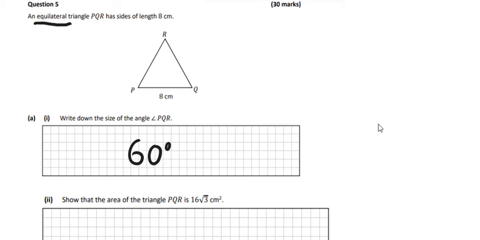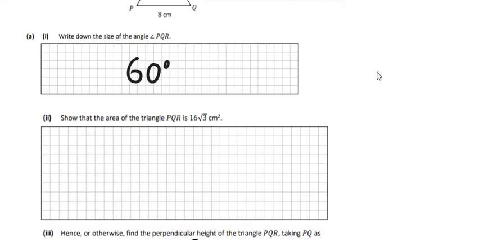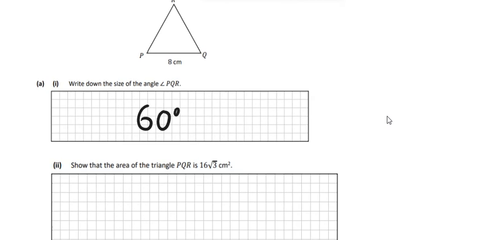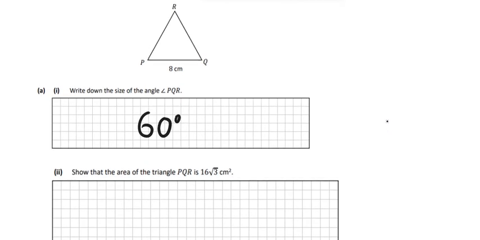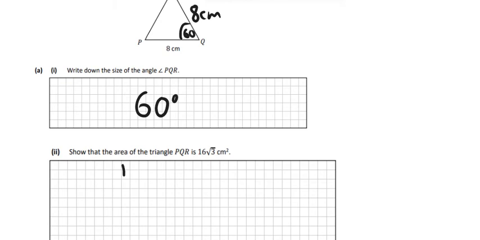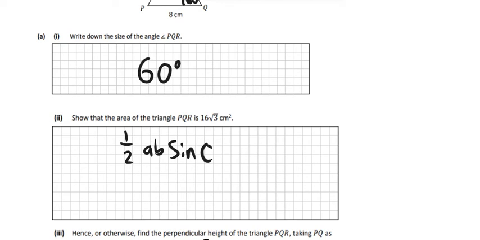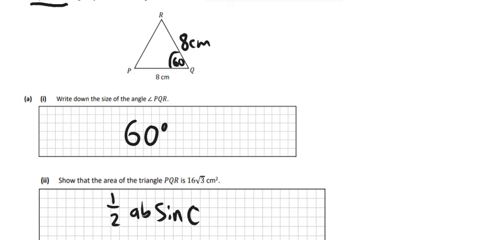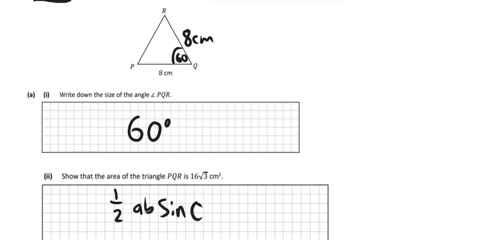Second part, show that the area of the triangle PQR is 16 root 3. So we know that that is 60 there. We also know that this side here is 8 centimeters. So what you can do is you can use your half AB sine C formula. With this formula, this is an area of triangle formula. It's the A and the B need to be at both sides of the angle C basically. So the angle C needs to be in the middle of A and B. So here you can use 60 and 8 and 8.